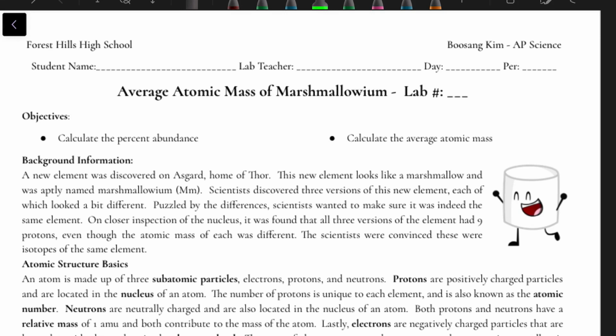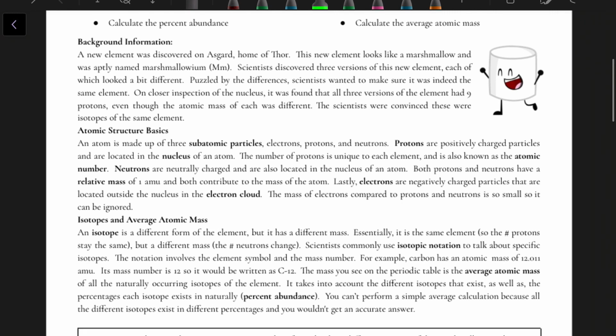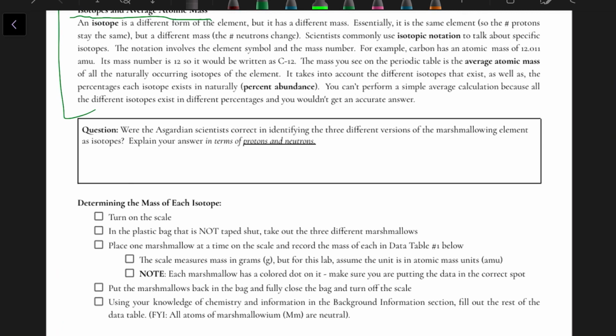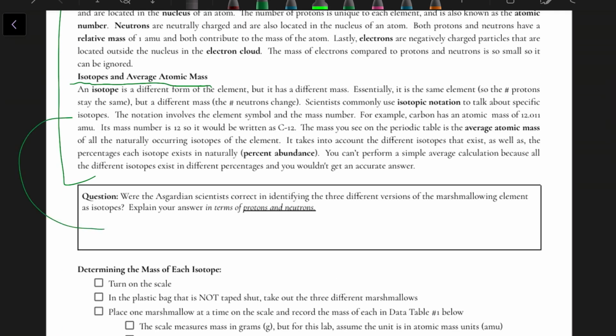Today's lab walkthrough is about the average atomic mass of Marshmallowium lab. Like always, you have background information full of very important information. Here it gives the backstory as to what we are doing. You have some atomic structure basics in case you forget what an atom is made of. And then the new stuff as of now, isotopes and average atomic mass. If those words are new to you, definitely take a look at that section. First question is based on reading this scenario, whether or not you agree with it.